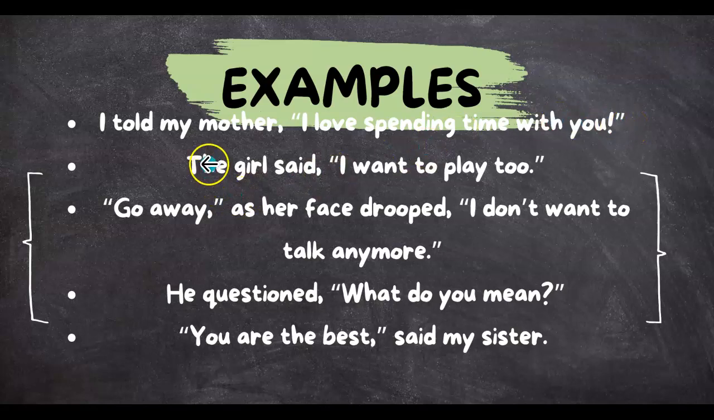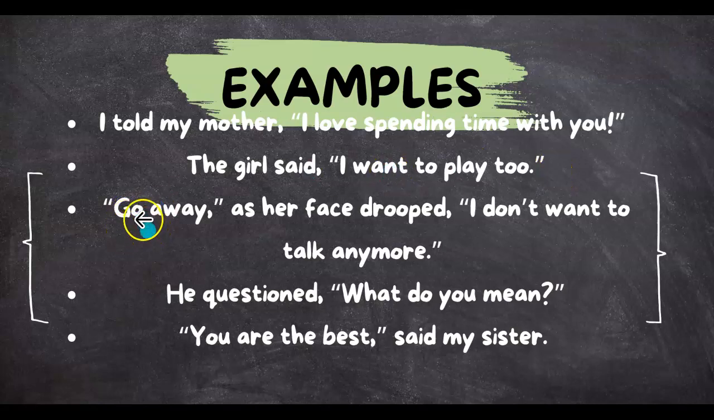Another example is, the girl said. Again, this is our dialogue tag. The girl said out loud, this is her speaking out loud because we have our quotation, "I want to play too." And then we have our end of quotation, so she's done speaking out loud. Something that you should be noticing is that we are using punctuation within our quotation marks. And we're doing that because these are full sentences and that is all that they're saying. So that is why we're using punctuation within it and not after.